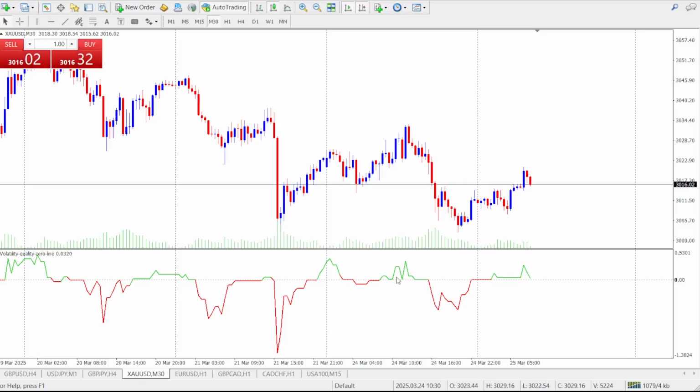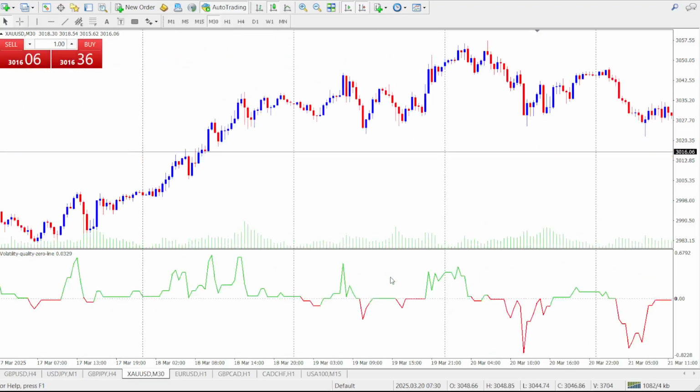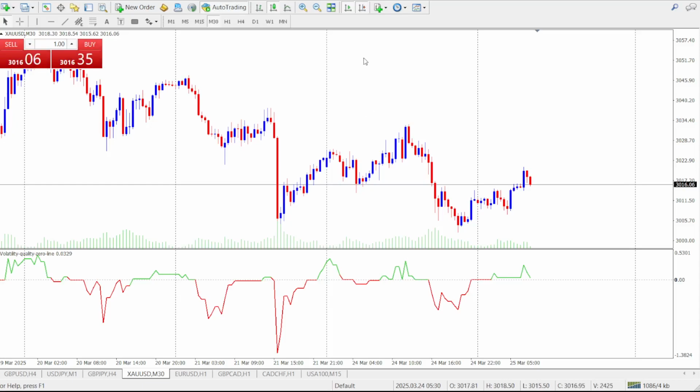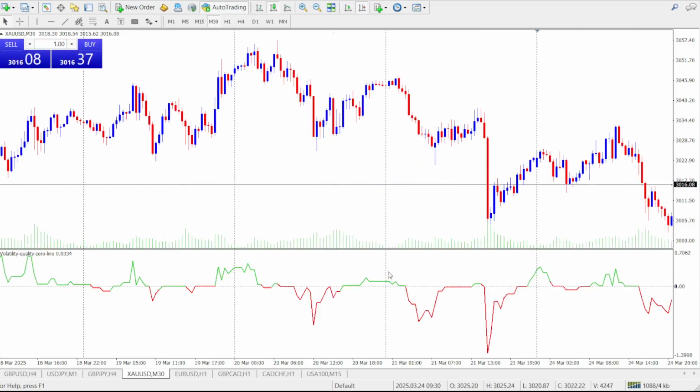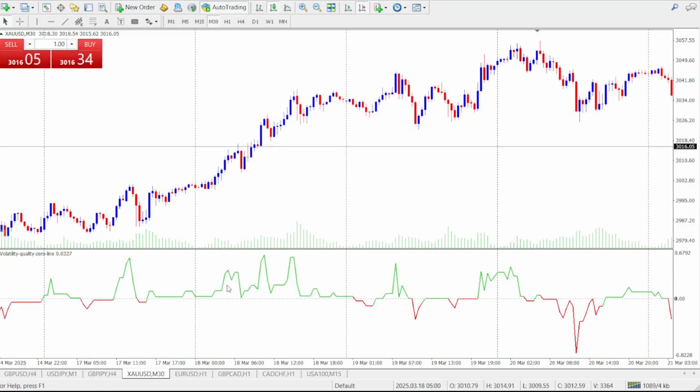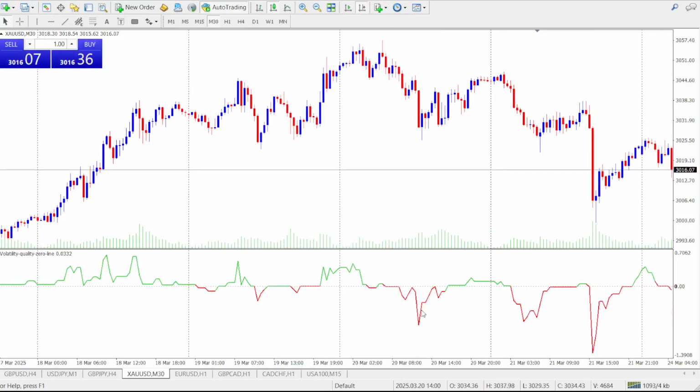When you have a green line, basically the market is in an uptrend, or at least a bullish move is prevailing at the time. When the color is green, it means that a bullish move is prevailing at the time. And when the color is red, it shows that a bearish move is prevailing at the time.